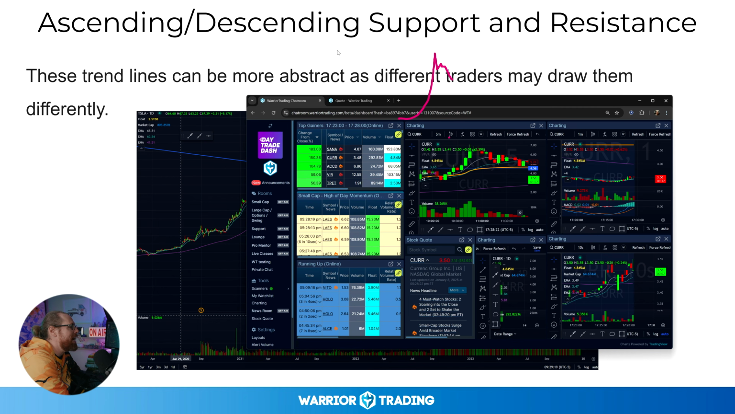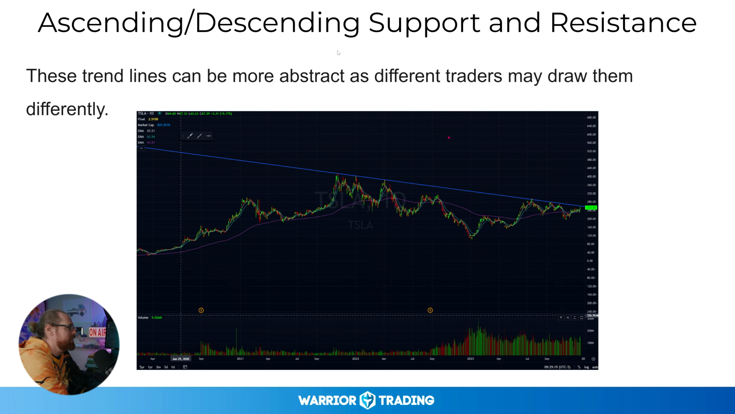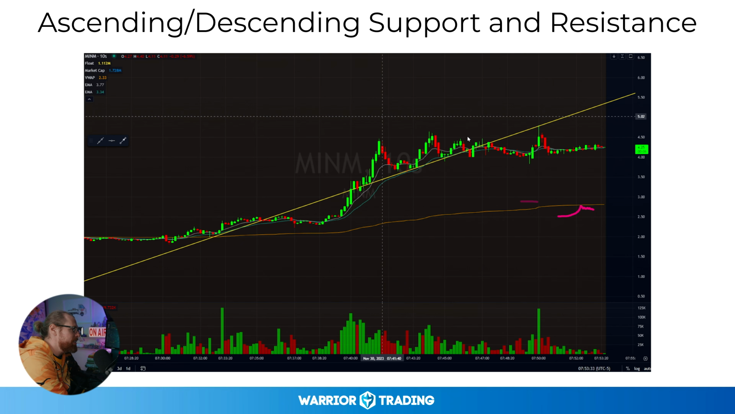All right, so now ascending and descending resistance levels. These can be a little bit more abstract because different traders will draw them differently. So, and this is a daily chart for Tesla. These lines can be well respected over the course of years. So this is a descending resistance line. So when the price comes up to it, you've got that very well respected level on the chart. So this is where we see the stock holding, and then resistance as it comes back up right here.